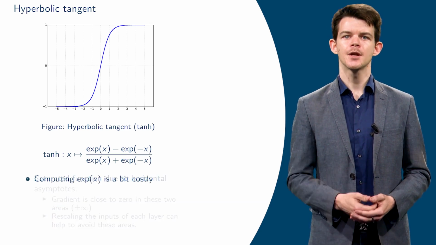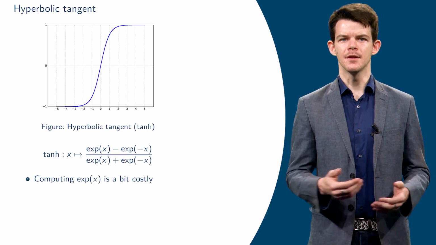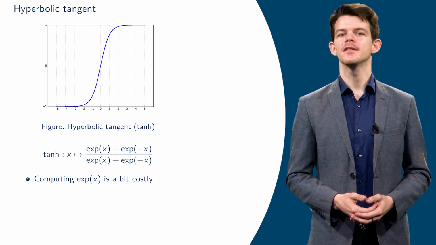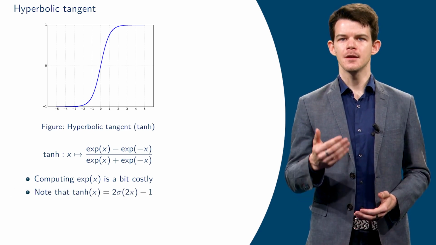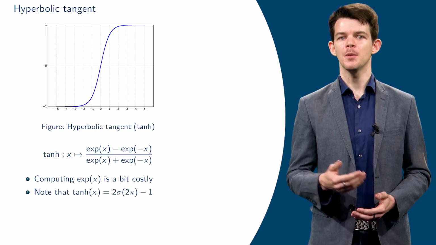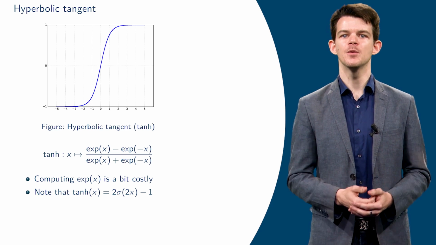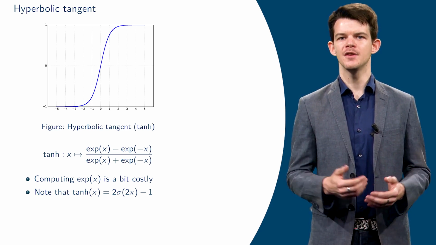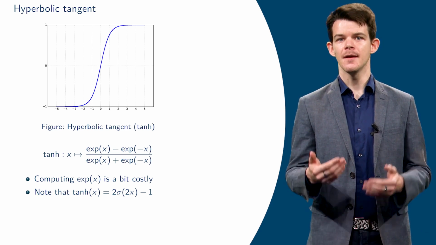As for sigmoid, computing the hyperbolic tangent is a bit costly since it involves exponentials. Finally, you may notice that the hyperbolic tangent is nothing more than a rescaling of the sigmoid, and consequently, the derivative of the hyperbolic tangent is 4 times the sigmoid derivative. Hence, the vanishing gradient effect may be less visible when using the hyperbolic tangent than sigmoids.